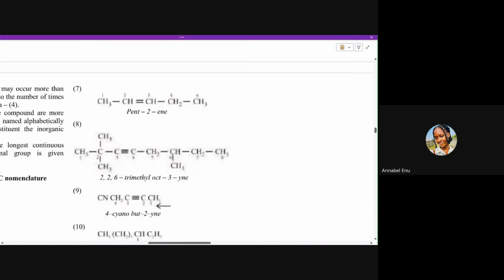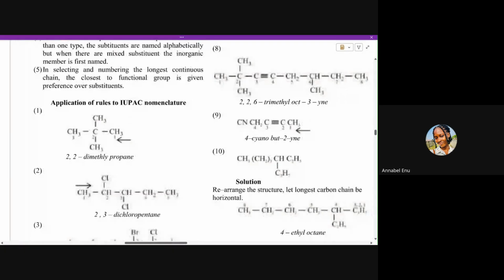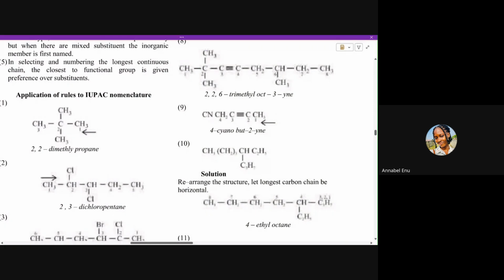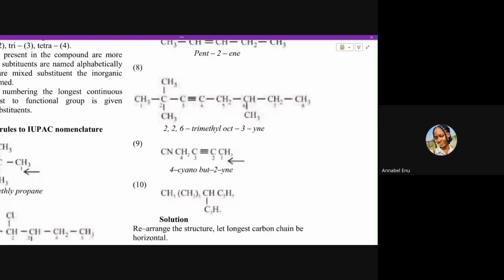Let us go back to some IUPAC naming. We have so many functional groups, not just the ones that we are limited to. For example, cyanide, CN is a functional group. And we can see this structure here, structure 9. I don't know if it's visible enough for you all. Let me zoom.